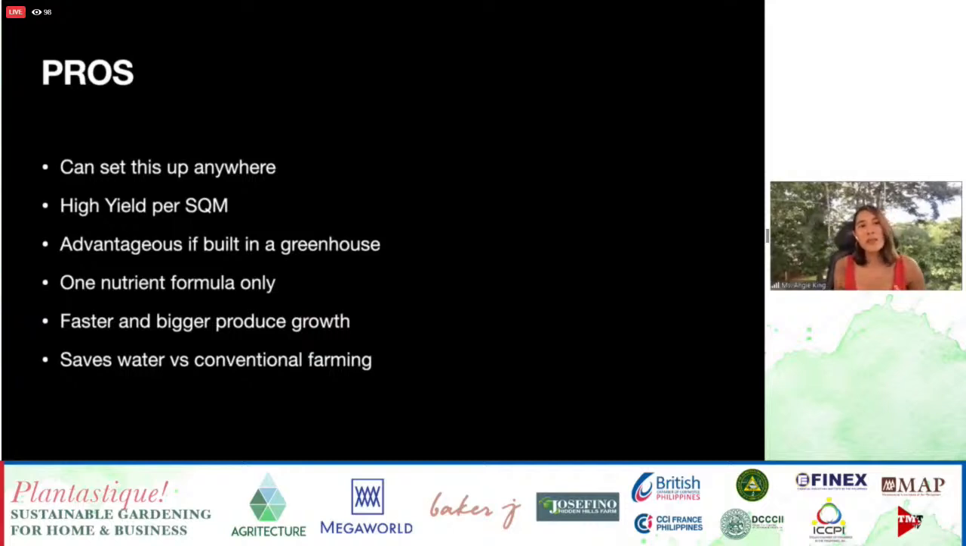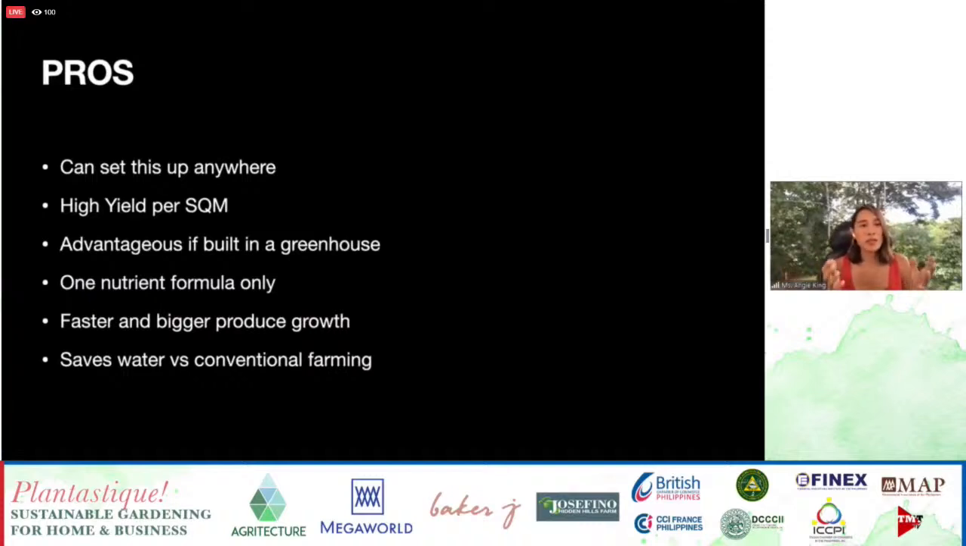Also, because it is vertical farming, it has a higher yield per square meter over just basic flat gardening. And because we're stacking the pods up to the maximum, which is like 13 pod height, we're able to multiply land use by roughly 5 times, if I'm not mistaken. And then, as I said, it is advantageous if you do build a greenhouse, because you can control unnecessary variables that might affect your plant growth. And we only use one nutrition formula. Unlike hydroponic systems, if you guys are familiar, you have a formula for leafy veg and a formula for fruiting veg.